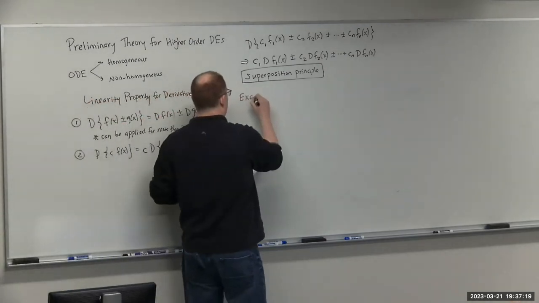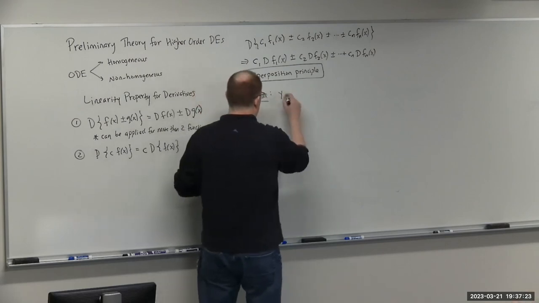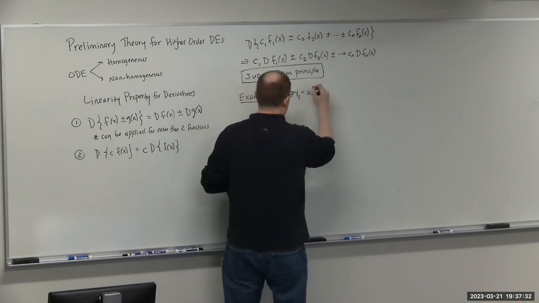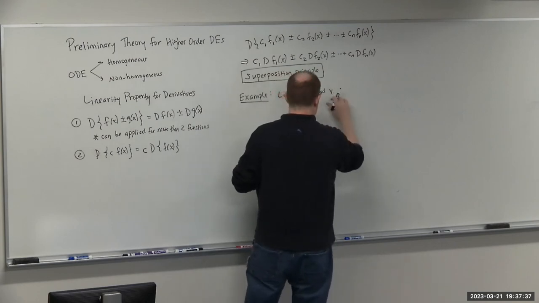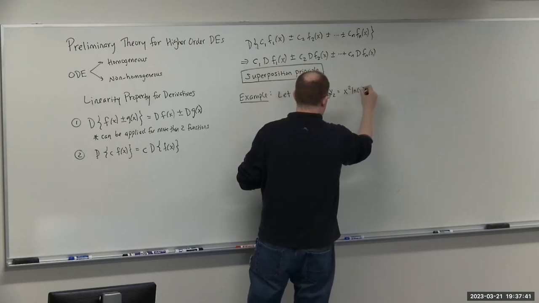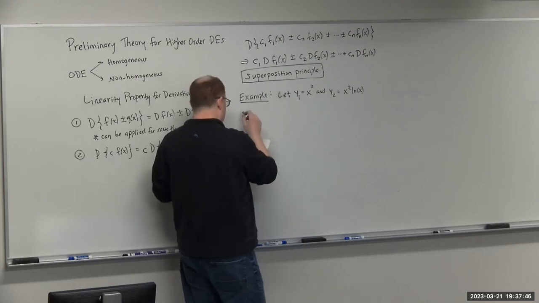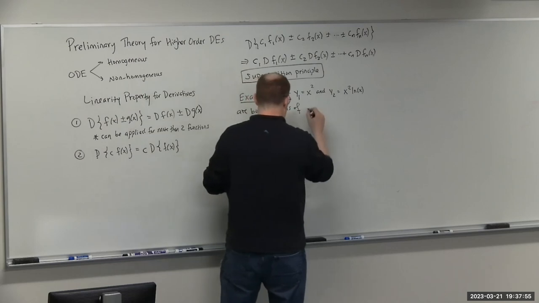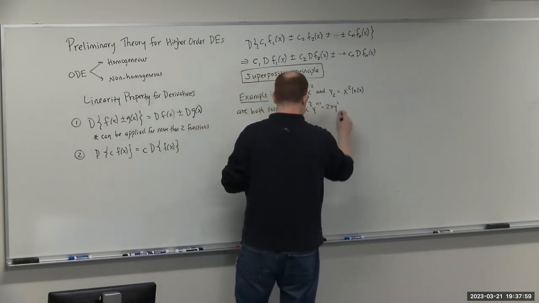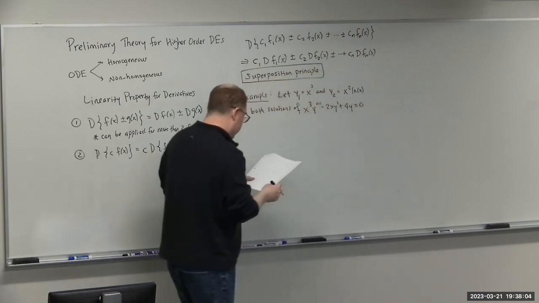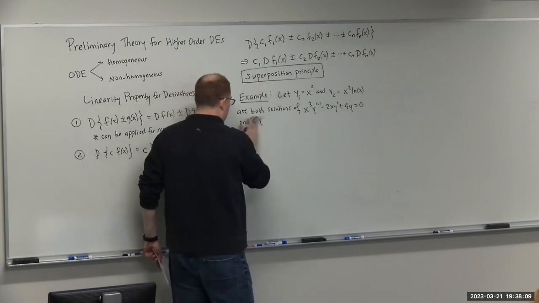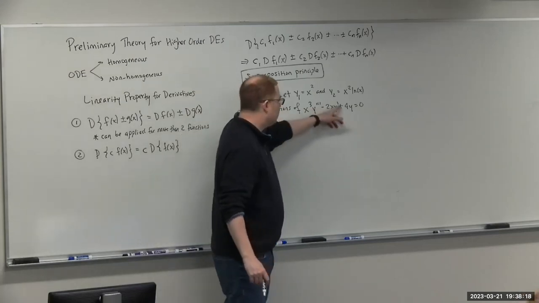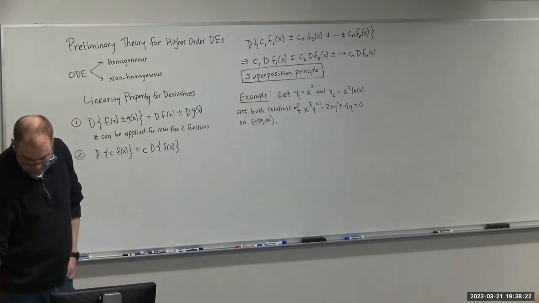All right, here's an example. Let's say we let that be x squared. Let's assume that each of these are solutions, both solutions. This type of equation, by the way, is called a Cauchy-Euler differential equation. We'll get to those later.